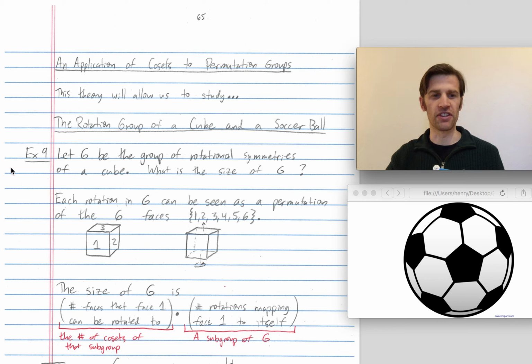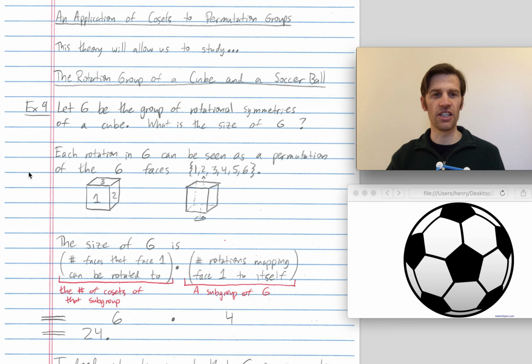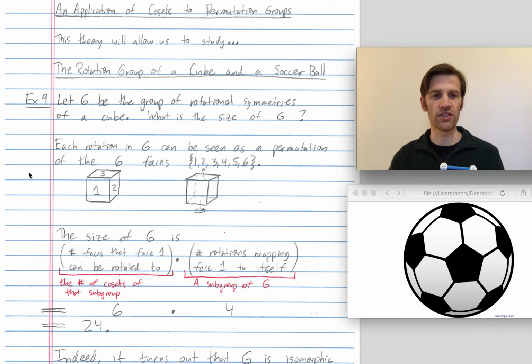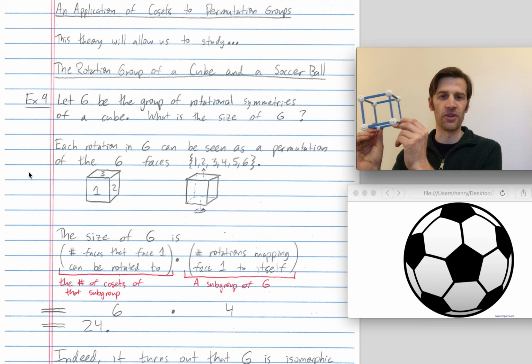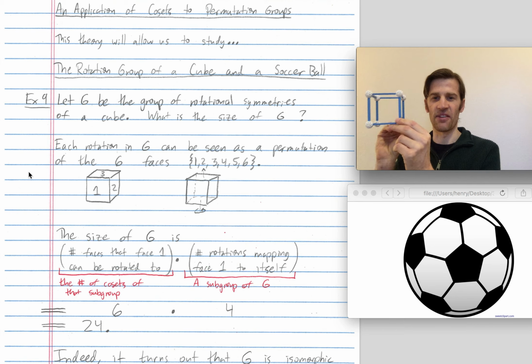Okay, so first example, exercise 9 out of our book. Let G be the group of rotational symmetries of a cube. So here's our cube. Okay, here's our cube. And then we can rotate it, for example, like that.